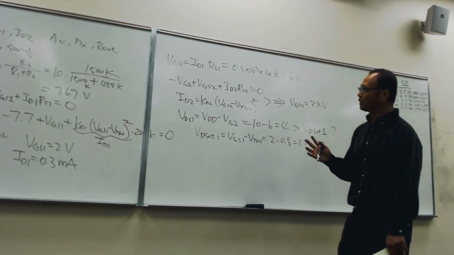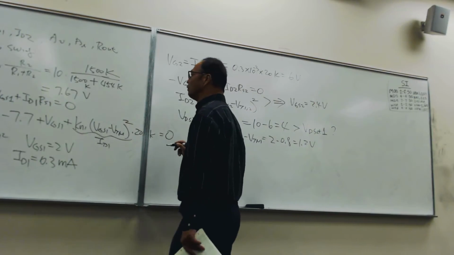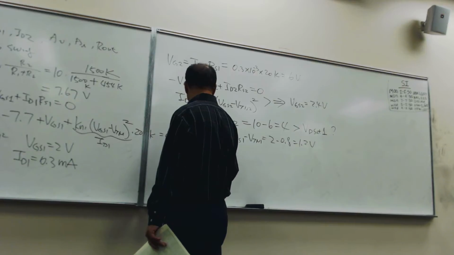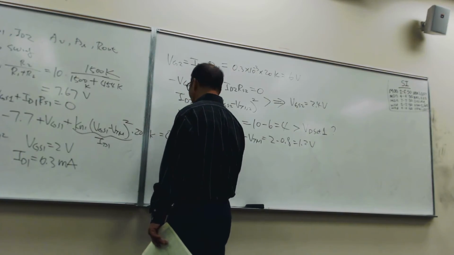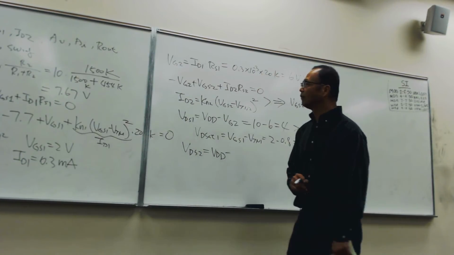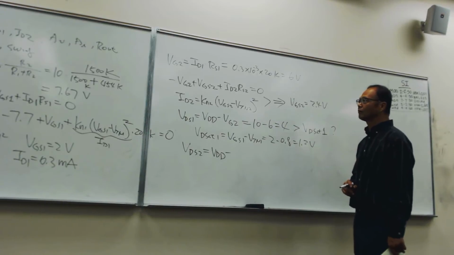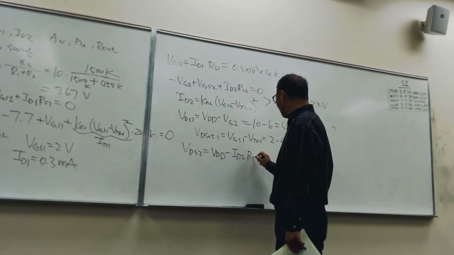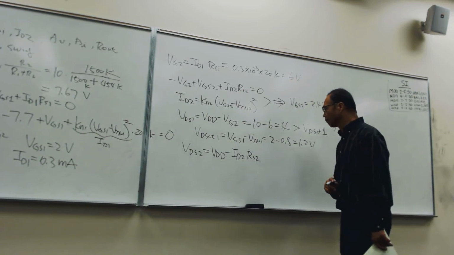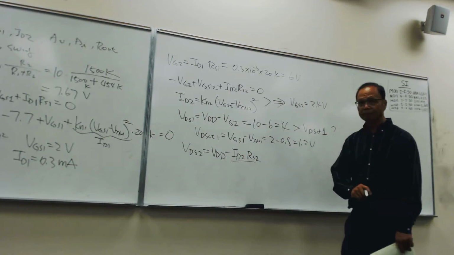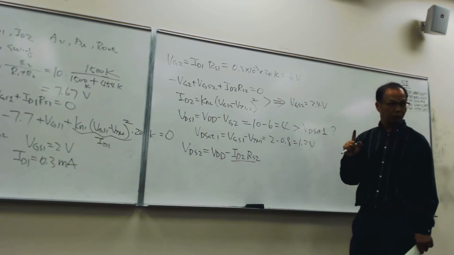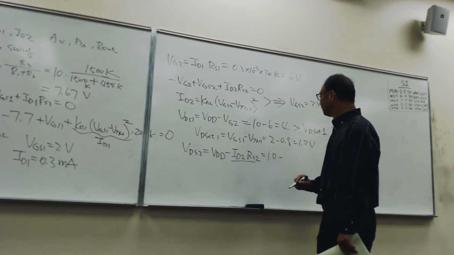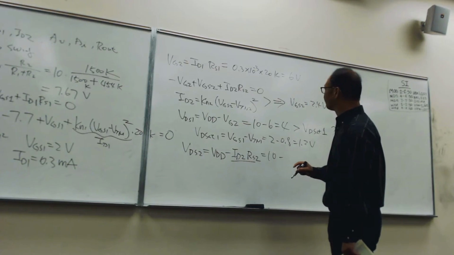And you do the same for the second stage, right? For the second stage, we're talking about VDS2. What is it? It's VDD minus ID2 times RS2, correct? This is the voltage drop on RS2.